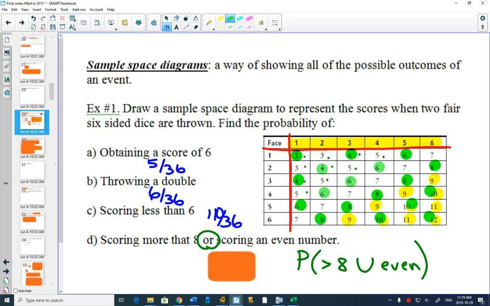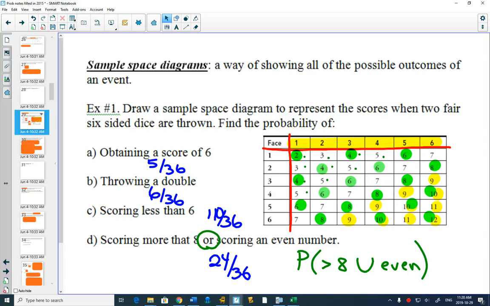Okay. How do we do that? Well, I could just count the ones that are highlighted once or twice, just count them all. 1, 2, 3, 4, 5, 6, 7, 8, 9, 10, 11, 12, 13, 14, 15, 16, 17, 18, 20, 21, 22, 23, 24. Get 24 out of 36. I could have counted my yellow ones, counted my green ones separately, and then subtracted the ones I counted twice. That's using the formula.